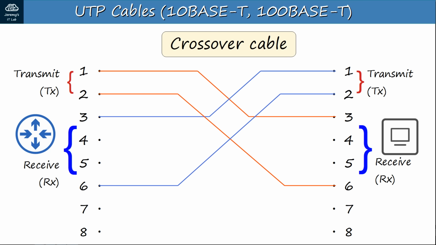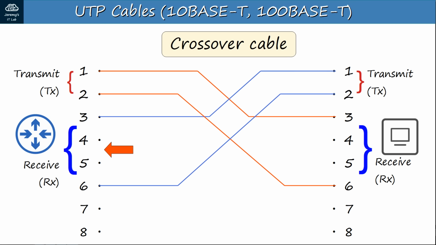Here's another example. Again, the network interface card on a PC and the network interfaces on a router both transmit data on pins 1 and 2 and receive data on pins 3 and 6. However, if you connect them together with a crossover cable, they will be able to exchange data with no issues.